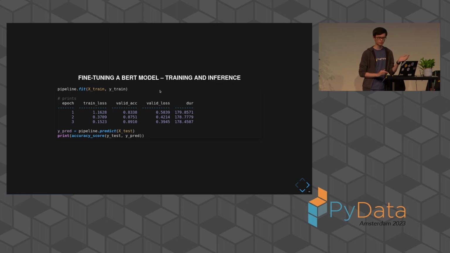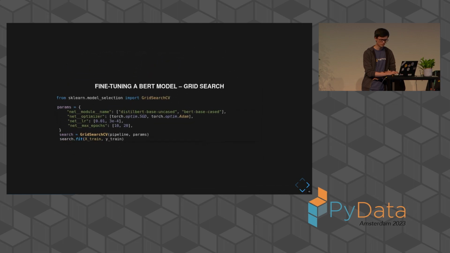You can see the accuracy on the validation data set and the time that it took to calculate all of that. And then once we are finished with the training, we can just call predict and calculate the accuracy using scikit-learn. So yeah, that's basically in a very short time how you can use transformers and tokenizers in your scikit-learn workflow.